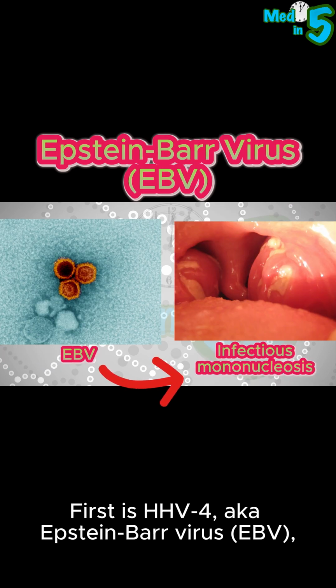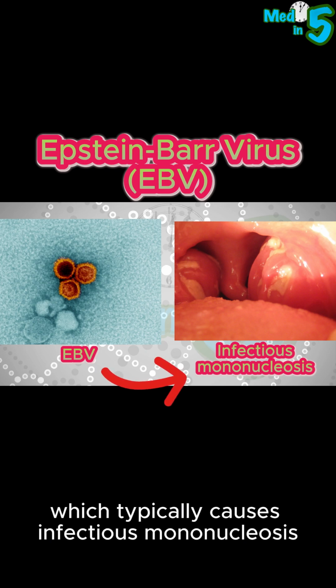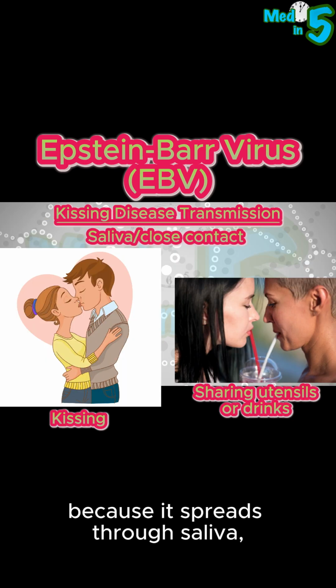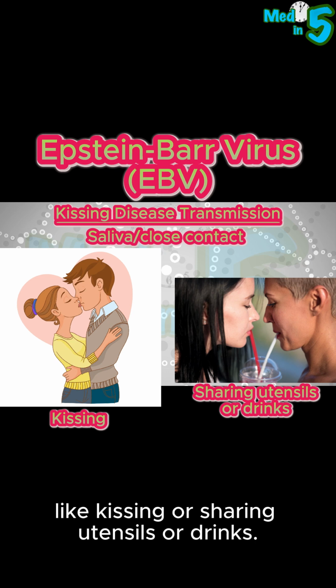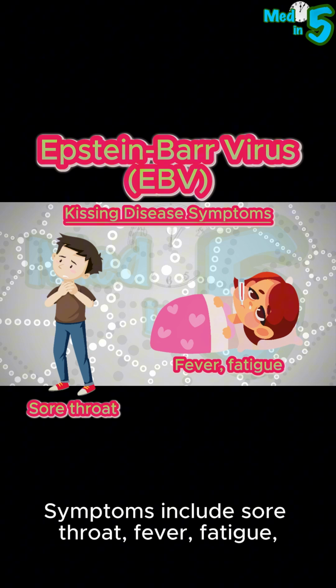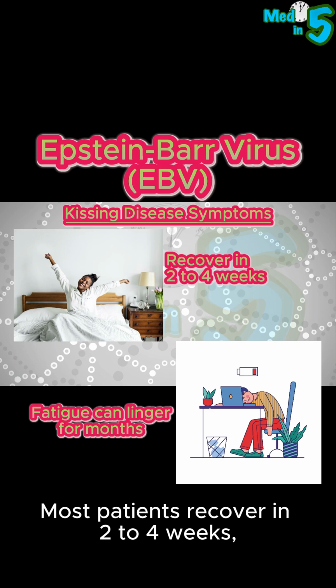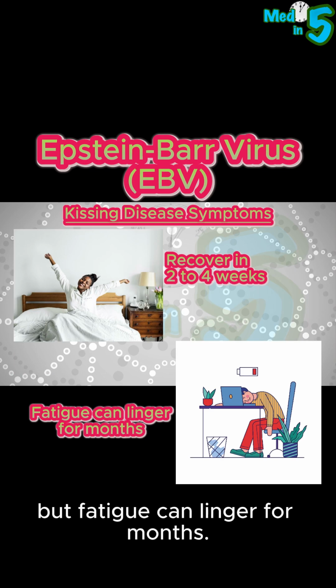First is HHV4, aka Epstein-Barr virus, which typically causes infectious mononucleosis in teens and young adults. It's frequently called the kissing disease because it spreads through saliva, often after close contact like kissing or sharing utensils or drinks. Symptoms include sore throat, fever, fatigue, swollen lymph nodes, and an enlarged spleen. Most patients recover in 2 to 4 weeks, but fatigue can linger for months.